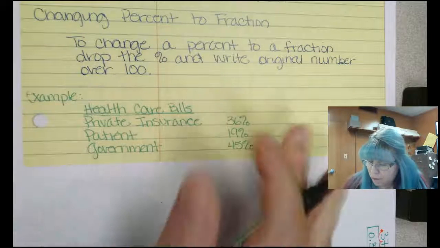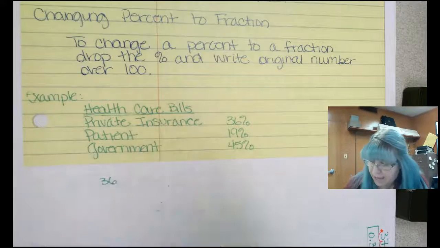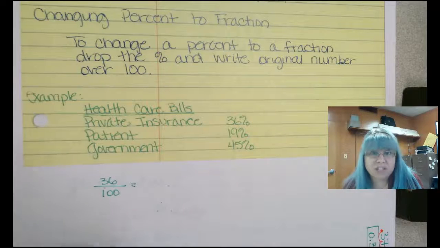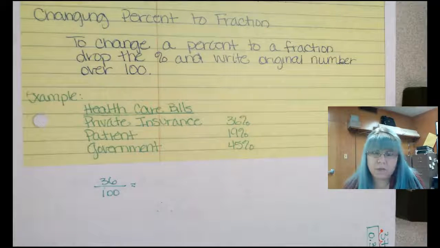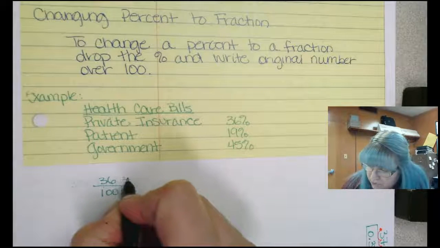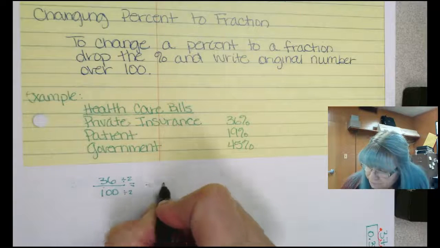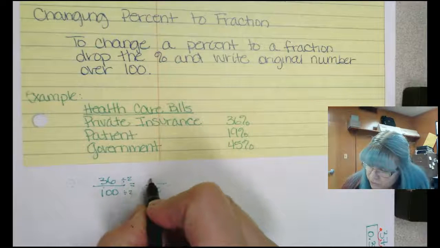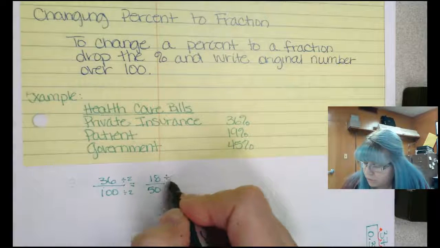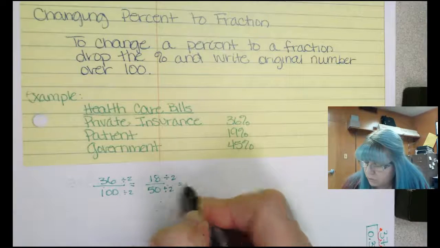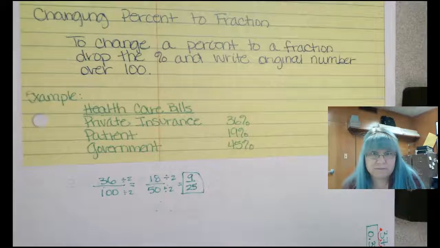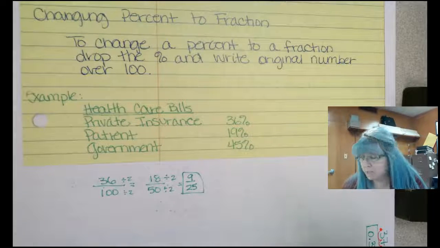So first step is drop the percent symbol and write it over 100. Now, because we are working with fractions now, we are going to reduce. Right. Well, we can divide by 2 and divide by 2. That will give us 50, and 2 goes into 36 18 times. We can divide 18 by 2, and we can divide 50 by 2. That will give us 9/25. That is our fraction. Fractions are always in reduced terms.